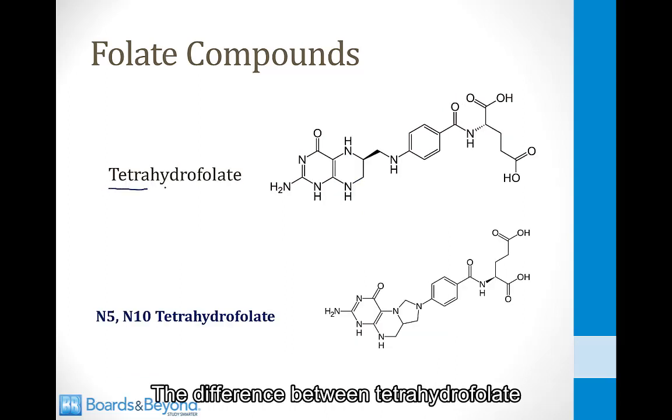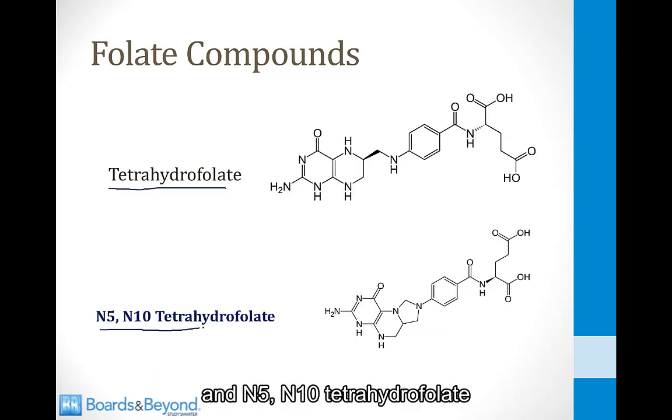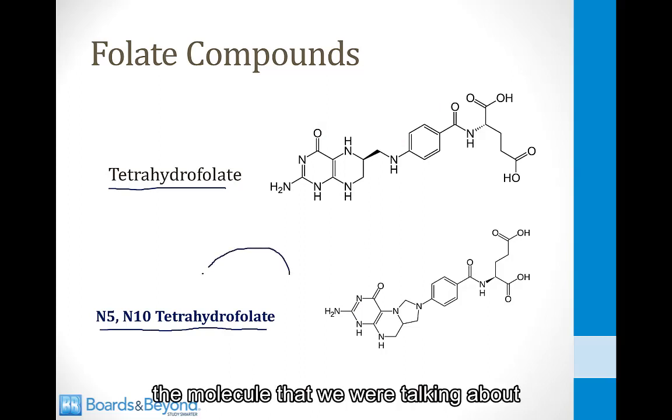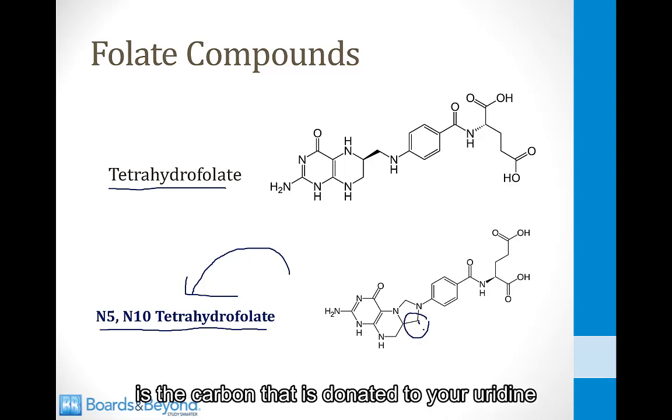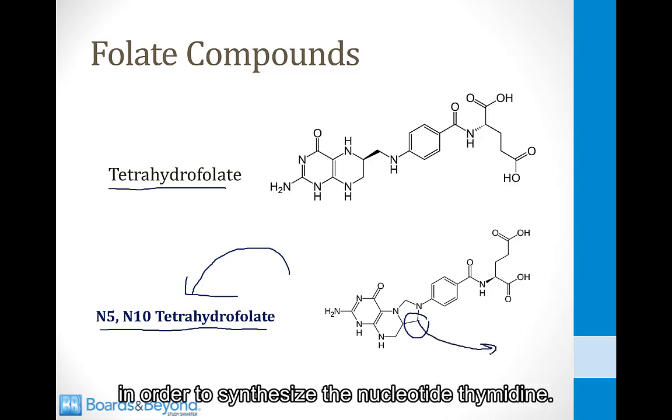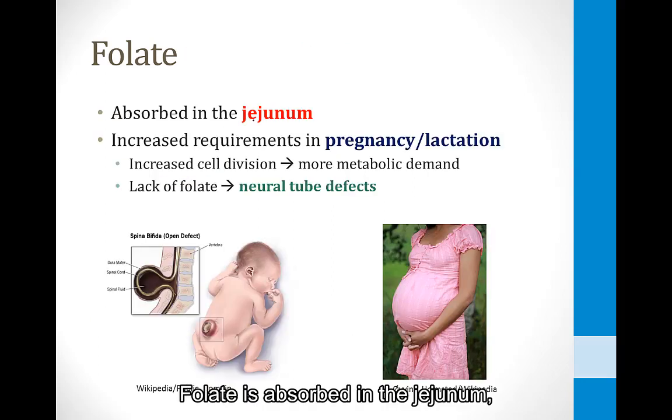The difference between tetrahydrofolate and N5N10 tetrahydrofolate, the molecule that we were talking about in the synthesis of thymidine, is the addition of 1 carbon here between the 2 nitrogens. That's why it's called N5N10. And that 1 carbon right there is the carbon that is donated to uridine in order to synthesize the nucleotide thymidine. Folate is absorbed in the jejunum.